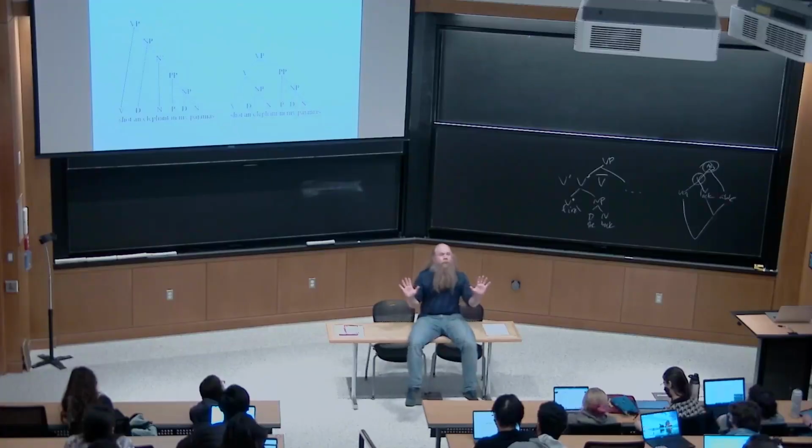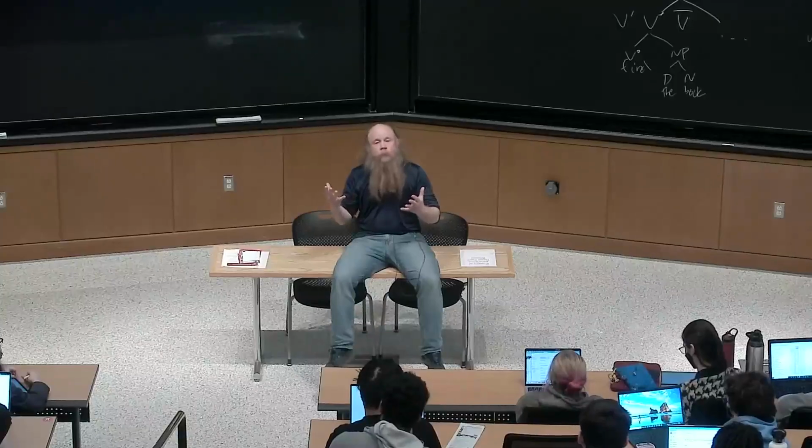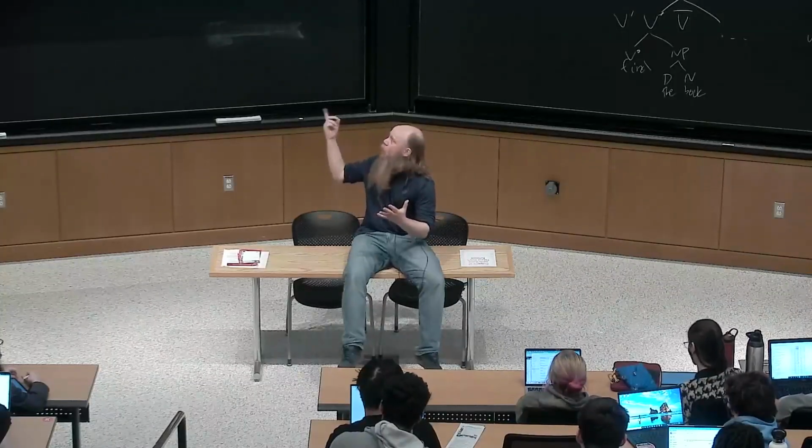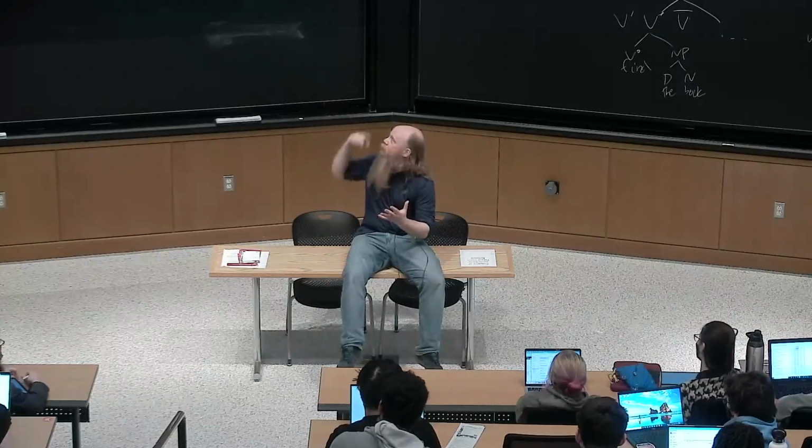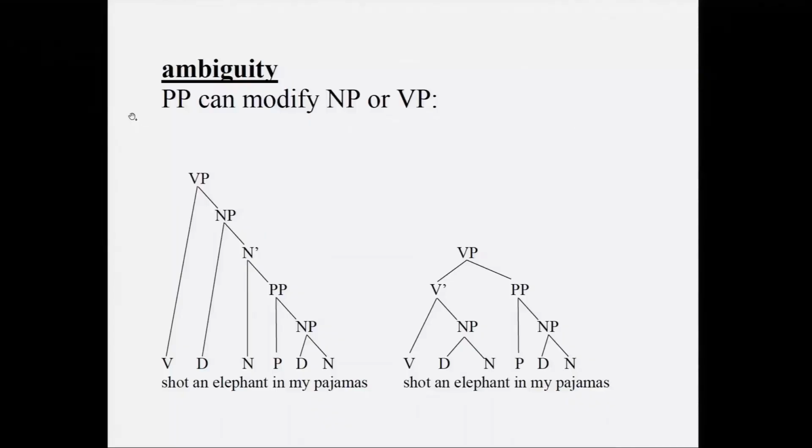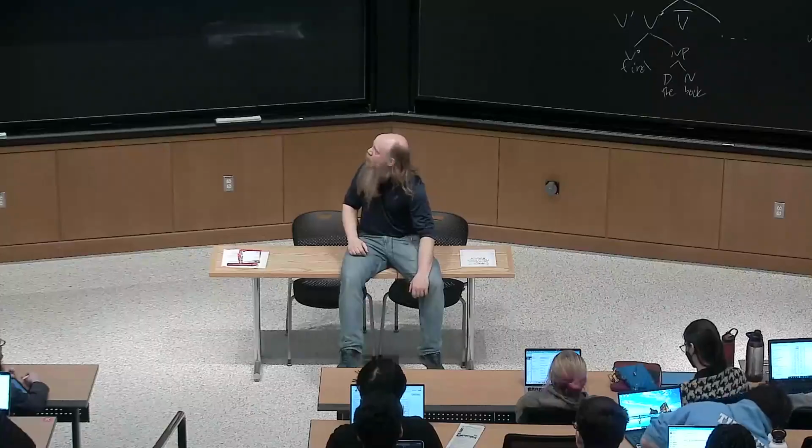So far, all I've done is assert a couple of things. That string of words ought to have two different structures. So that prepositional phrase ought to be able to modify either a noun phrase or a verb phrase. And we have the sense that that string of words is ambiguous. It can mean a couple different things.